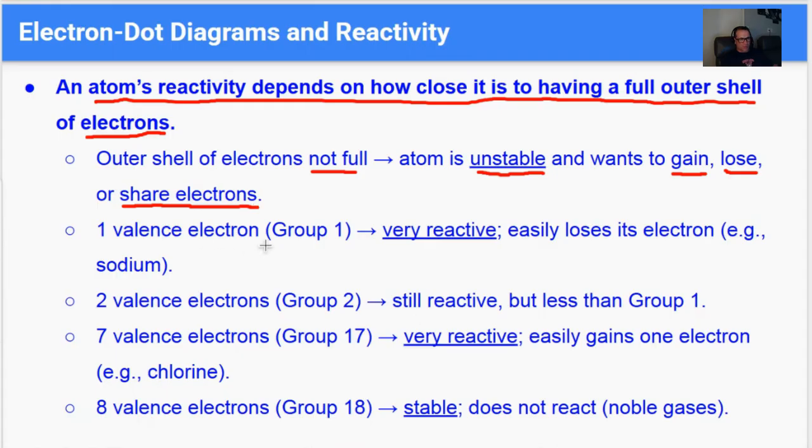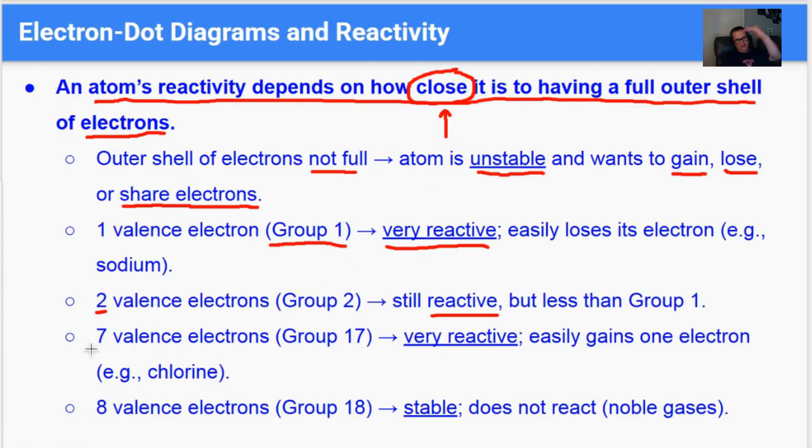All right, so group 1, they're called the alkali metals. They're very, very reactive because they're very, very close to filling their outer shell. They have one valence electron. If they can lose that one valence electron, their next shell will be filled and they'll be stable. So they're very, very reactive. The very next group, group 2, the alkaline earth metals, they have two valence electrons. So they're still reactive, but they're not as close to a full shell as group 1, because they have to lose two electrons. So they're not as reactive as group 1.